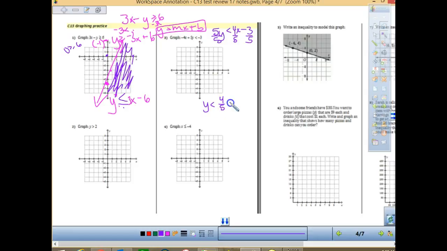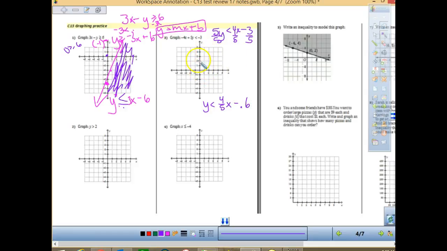We're going to go 4/5 x, right? Does that make sense? We're going to keep that. And then this negative 3/5, how might I write that if I'm going to graph it? Would you keep it as a fraction or would you go decimal? It's negative what? 0.6, right?